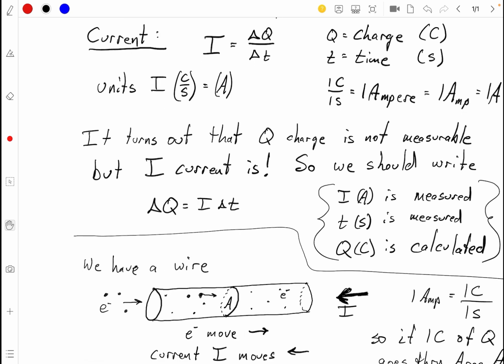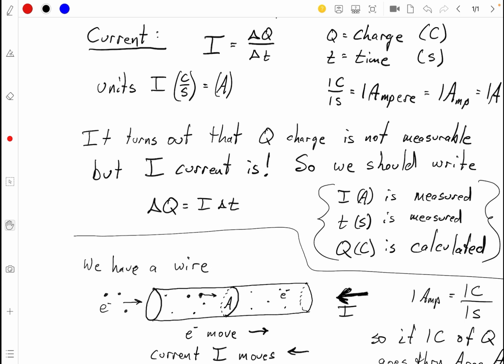The symbol that we use for current is I, right? And really all it is is the charge per time. And you guys know that delta is the final thing minus the initial thing. So if you're dealing with a certain amount of charge, it would be delta Q, and a certain amount of time, delta T. You take that charge and divide it by the time, and you have your current.